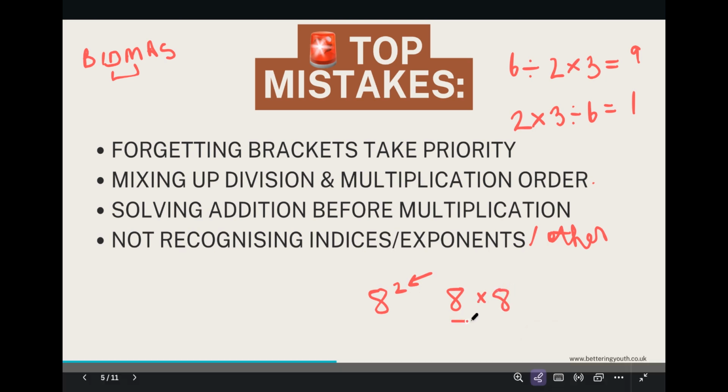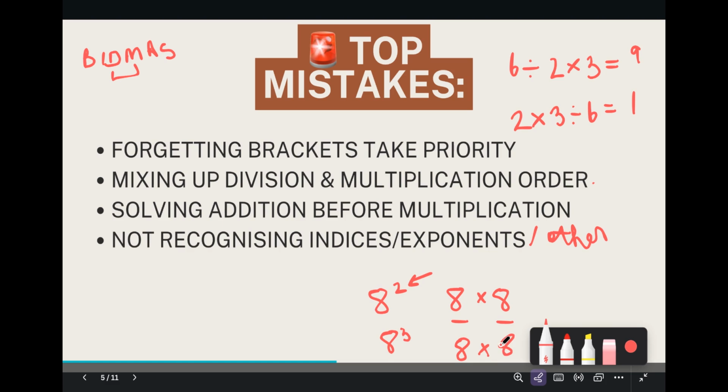And so that means I'm going to have 2 8s. That's what the 2 stands for. If I had 8 cubed, or to the power of 3, 3 is my new indice. What it means is I'm going 8 times 8. I'm grabbing that answer, and I'm going to multiply that answer by another 8. So now we understand where the top mistakes are.